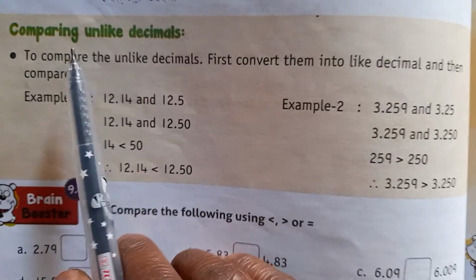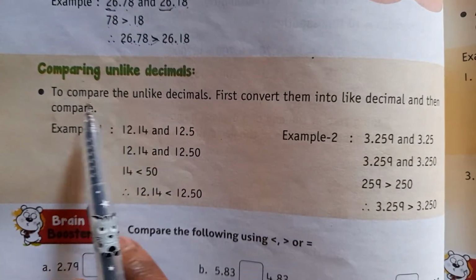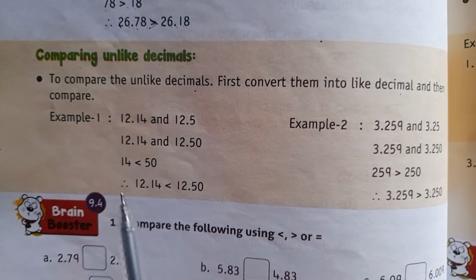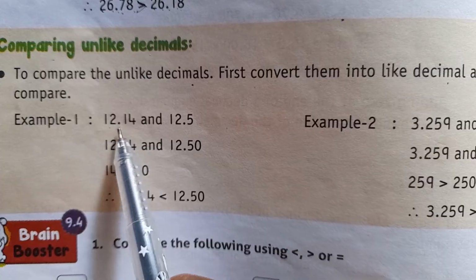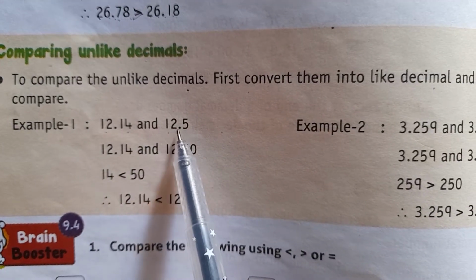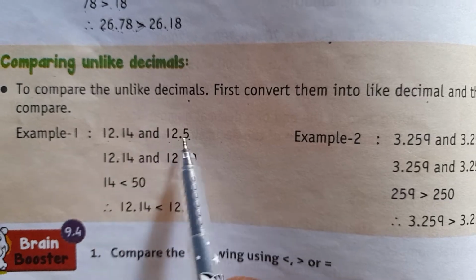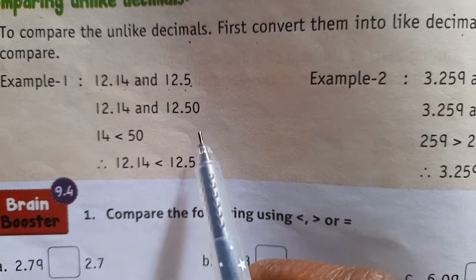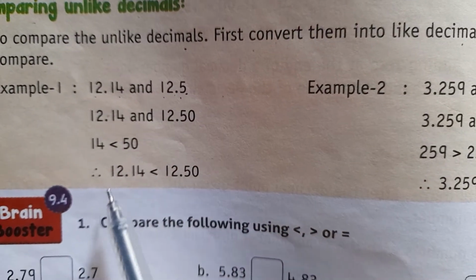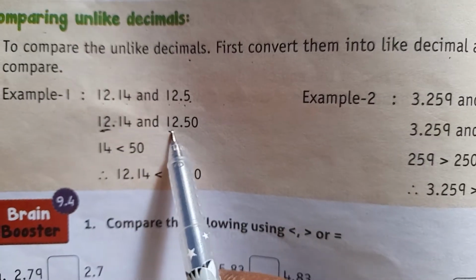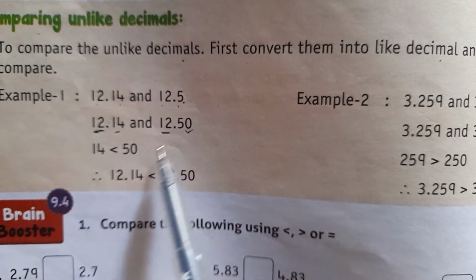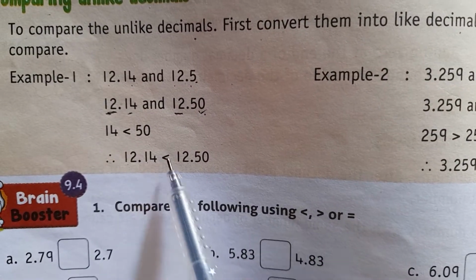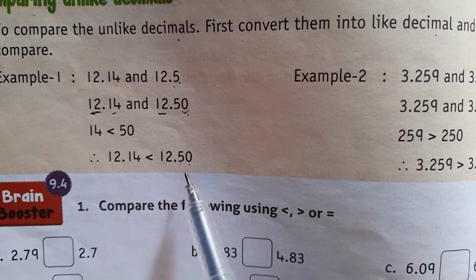Now comparing unlike decimals. To compare unlike decimals, first convert them into like decimals and then compare. Now children, see the numbers. 12.14. Second number is 12.5. So they are unlike decimals. So first we need to make it like decimals, just adding 1 zero. So what happens? Here it is 12, 12 same. 14 and 50. Which one is greater? 50 is greater. Then 12.14 is less than 12.50.